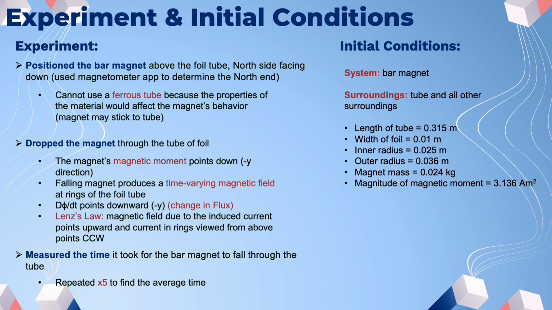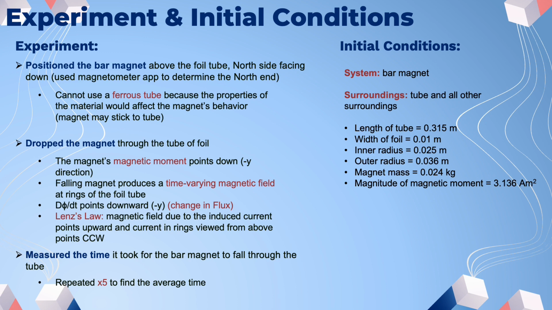Following the experimental instructions, I positioned the bar magnet above the foil tube with the north side facing down so that the magnetic dipole moment points downwards since the loop is on axis. We don't use a ferrous tube here as it would affect the magnet's behavior. I then dropped the magnet through the tube of foil and measured the time it took to fall through the tube, repeating it 5 times to find the average time.